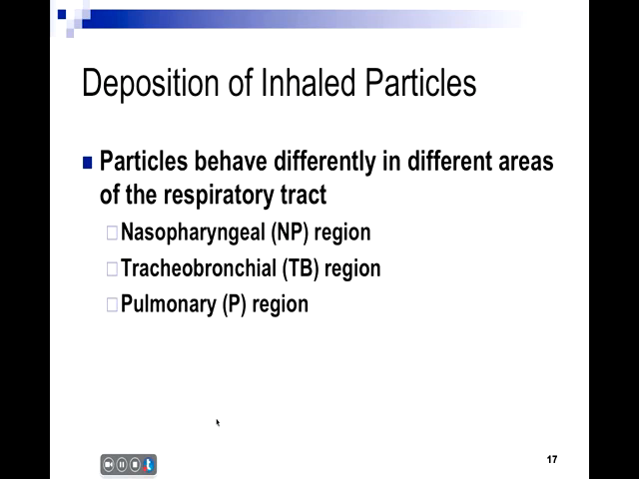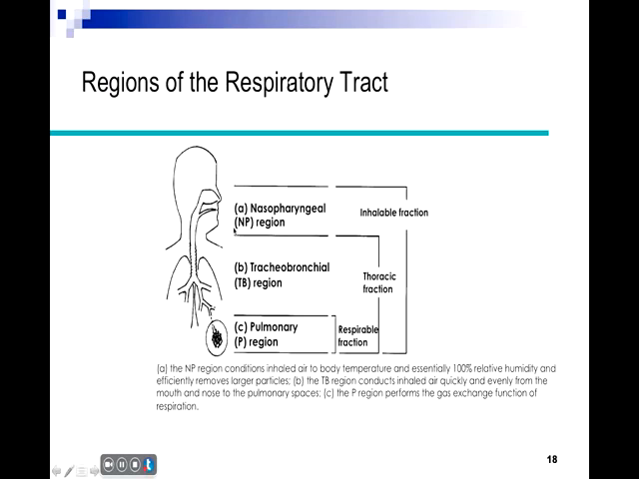Now, particles will behave differently in different areas of the respiratory tract. There are three areas of the respiratory tract that you need to be familiar with. The first is the nasopharyngeal region, the second is the tracheobronchial region, and the third is the pulmonary region. These are represented here. The nasopharyngeal region is the upper portion of the respiratory tract where your nose and throat are. The tracheobronchial region is where the trachea branches off into the bronchi, and you have many of these bifurcations that I mentioned earlier. And the pulmonary region is the lower region of the respiratory tract where the air sacs are. This is the business end.